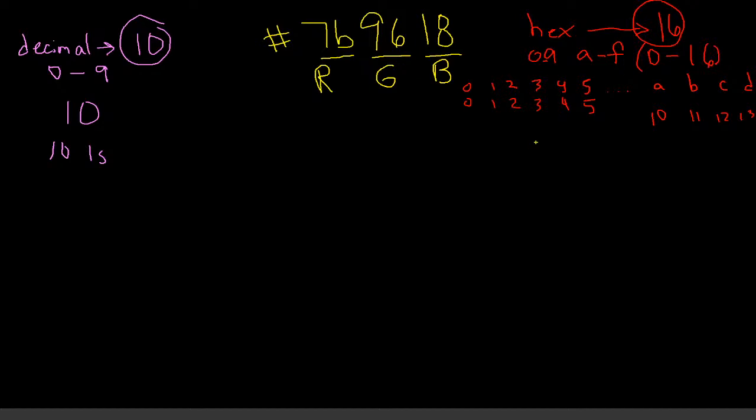When we're dealing with light, rather, we're dealing with color in an additive color space, which means we're taking different intensities of these values of light and mixing them together.